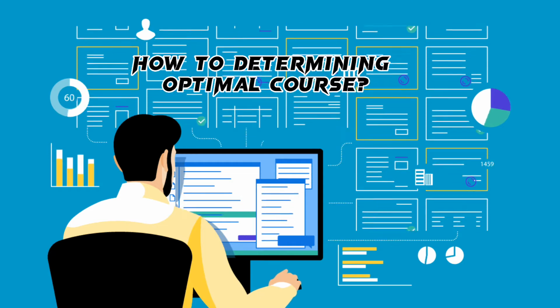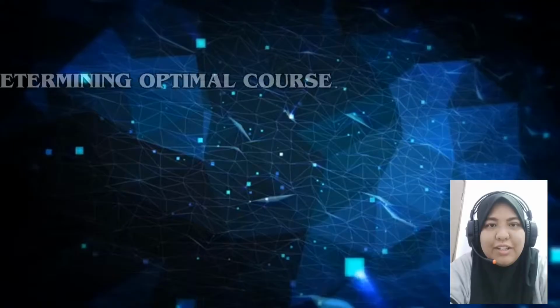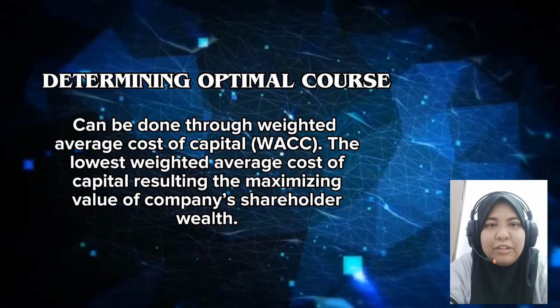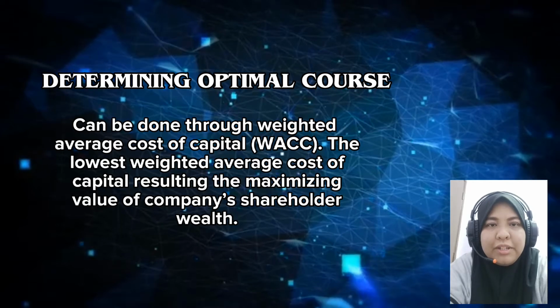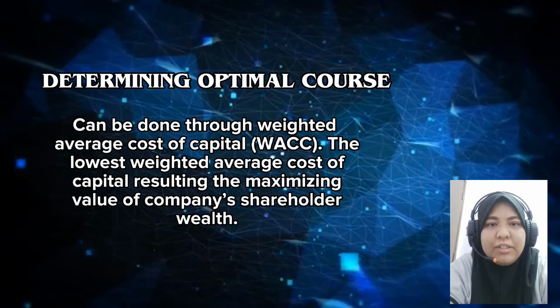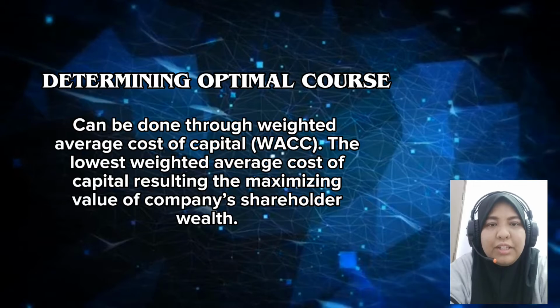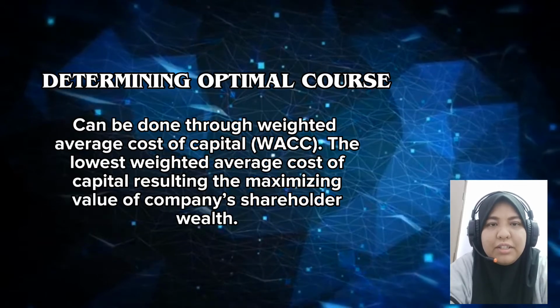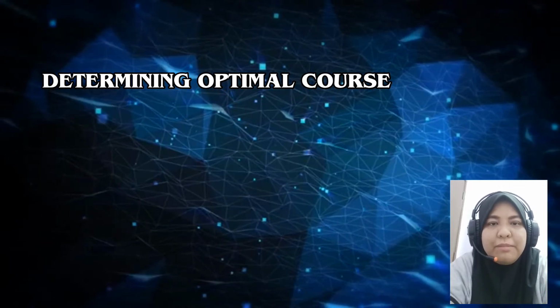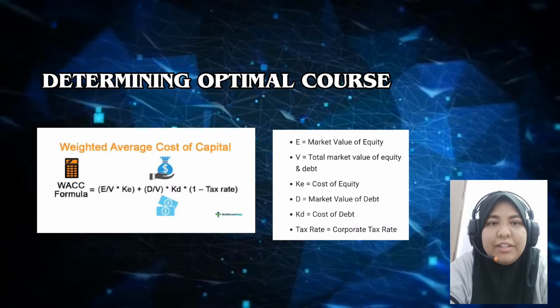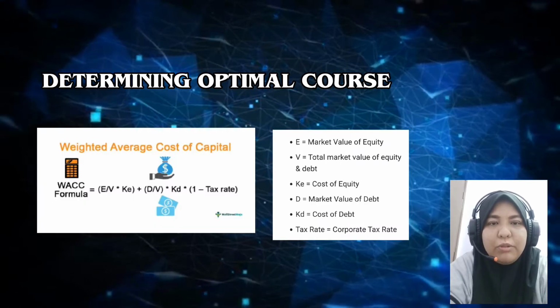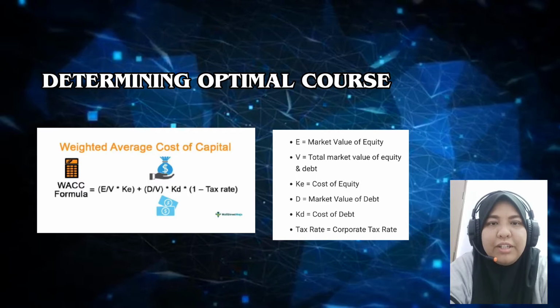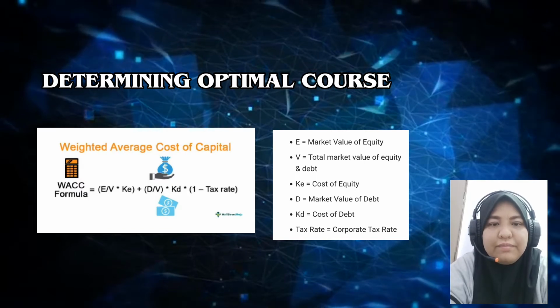How to determine the optimal capital structure? The proportion mixture of debt and equity to determine the optimal capital structure can be done through the WACC. The lowest WACC results in maximizing the value of the company's shareholder wealth. The WACC can be calculated as follows, where D is total debt, E is total equity, KD is cost of debt, KE is cost of equity, and T is the tax rate.